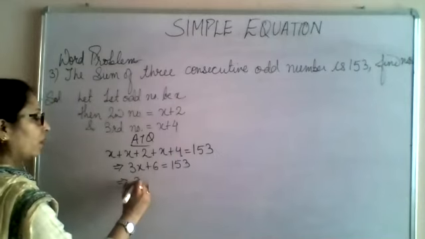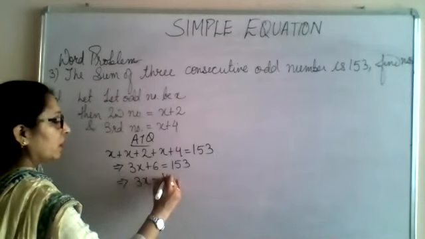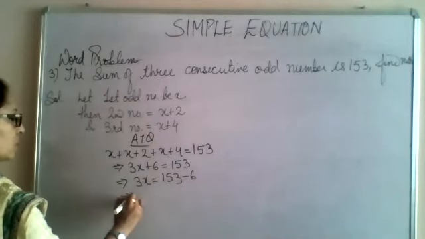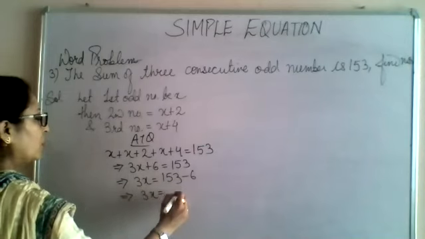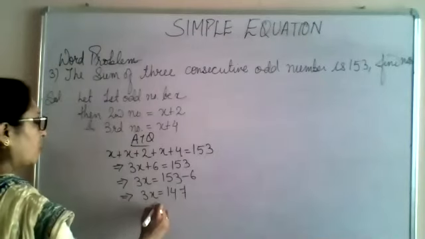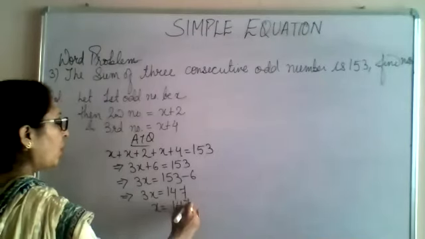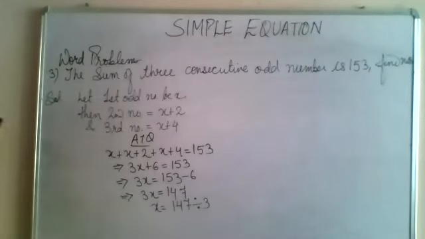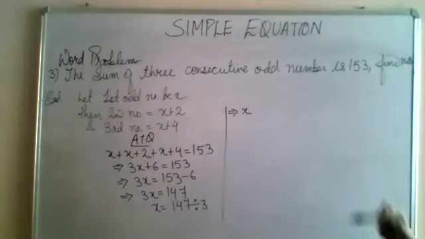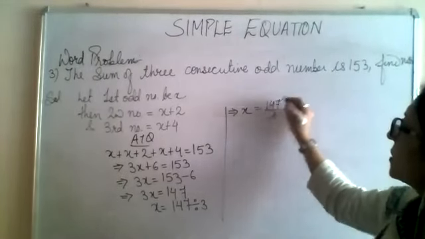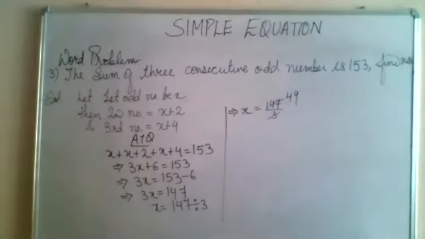Keep variables on one side and constants on the other side. In 153, this plus will go to that side and become minus. So when you subtract, it will come 147. So x will be equal to 147 divided by 3. If you divide, what will come? x equal to 147 upon 3, it means 49.